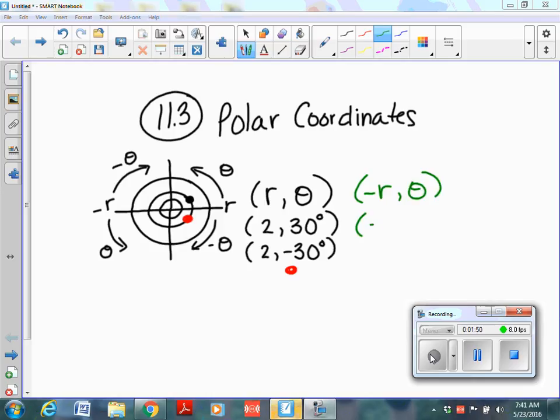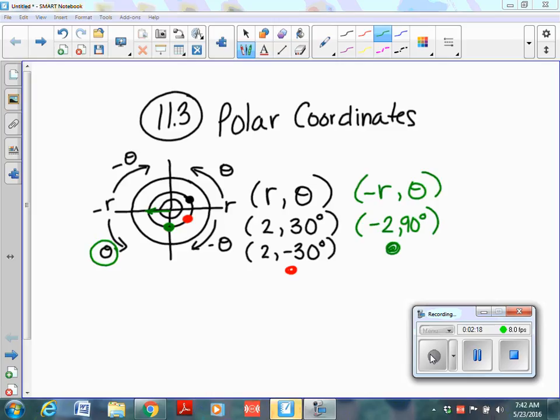So let's do a negative 2, 90 degrees. I'm going to do this one in green. Let's say I want to graph a negative 2, 90. A negative 2, I need to go out to the left, and then I need to go down 90. This is about a negative 2, 90. I went out here first because it was a negative r, and I went down because of my positive theta.